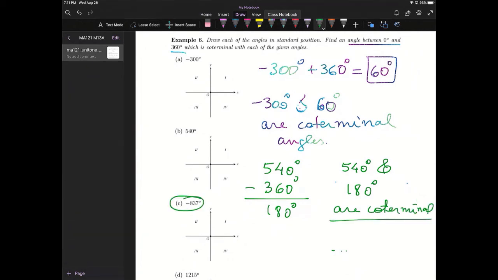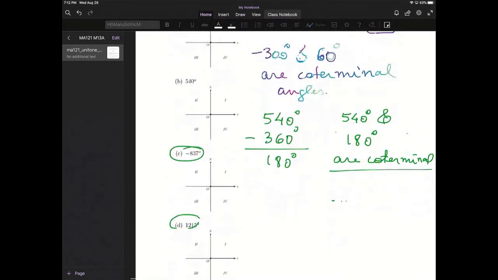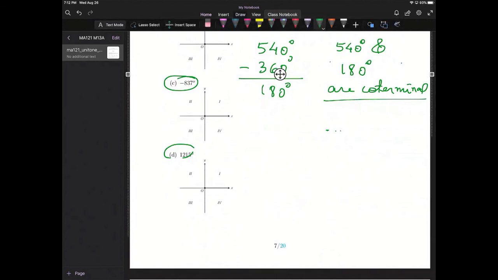So please try to do letter C and D, but notice that they are way bigger. So meaning for the negative 837, you're going to have to do the subtraction more than once. So actually, let me do letter C just to give an example, and then you do letter D at home by yourself. So I have, let me see, negative 837 degrees.